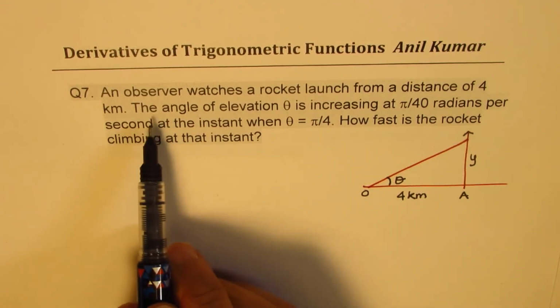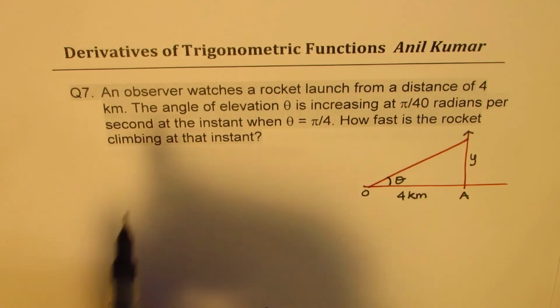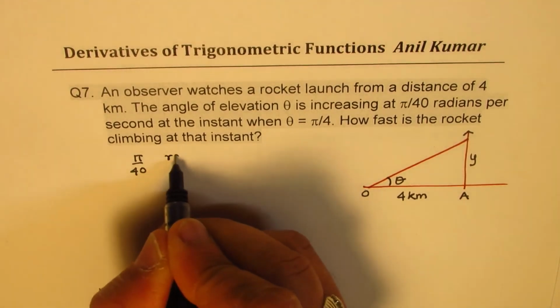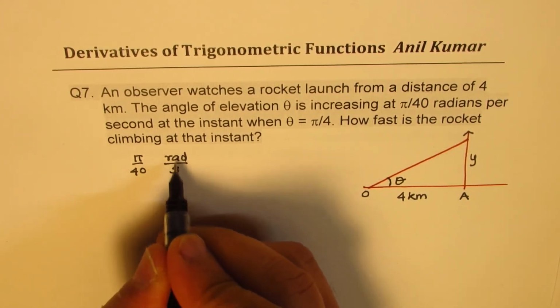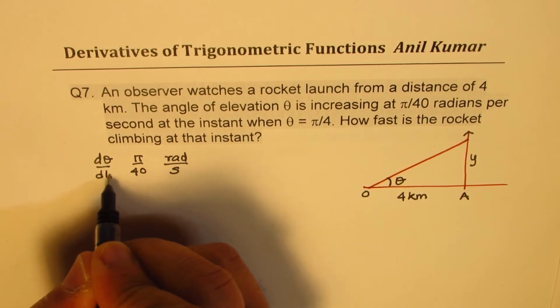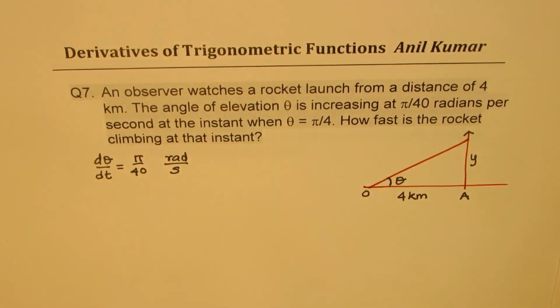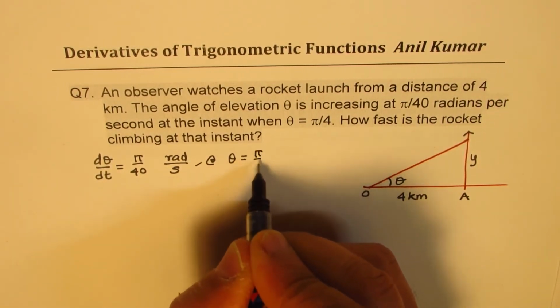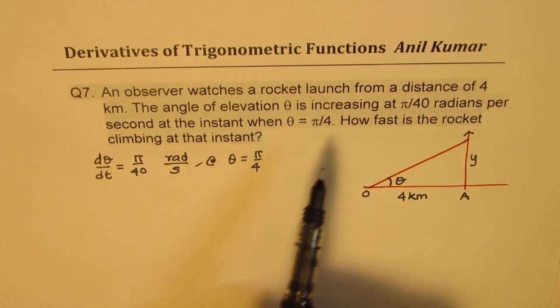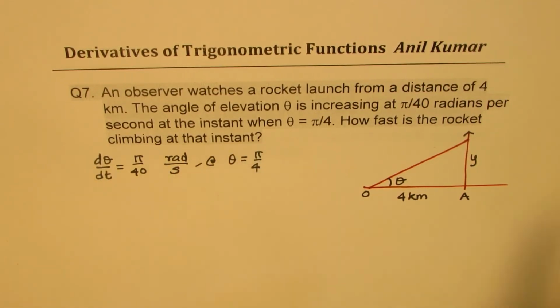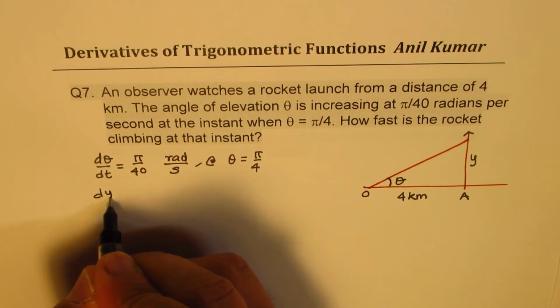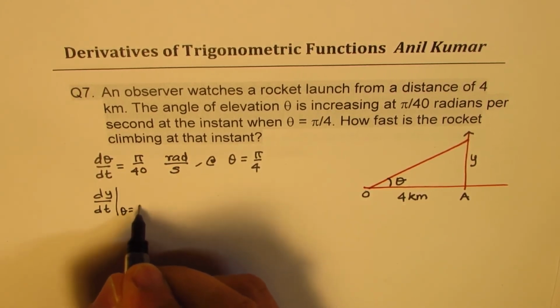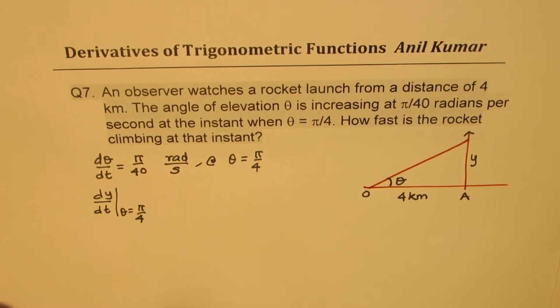Correct? Now, the angle of elevation theta is increasing at pi by 40. So we are given pi by 40 radians per second. Now that means what? That means it is d theta/dt. Is that clear to you? Now this is very important to understand. At times from the units you can find what you are working with, right? At the instance when theta is pi by 4. This is at theta equals pi by 4. Does it make sense to you? So that is what this statement means. How fast is the rocket climbing at this instance? So let y be the height. So we really want to find what is dy/dt when theta equals pi by 4. So this is what we need to figure out. So I hope it is absolutely clear.